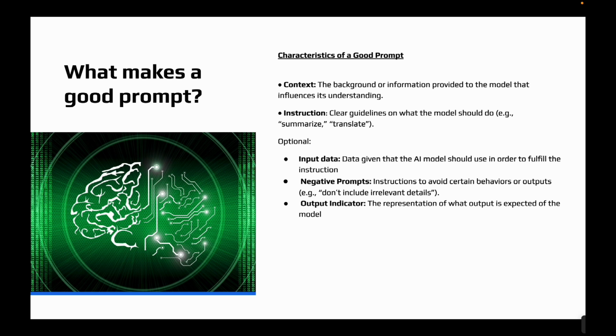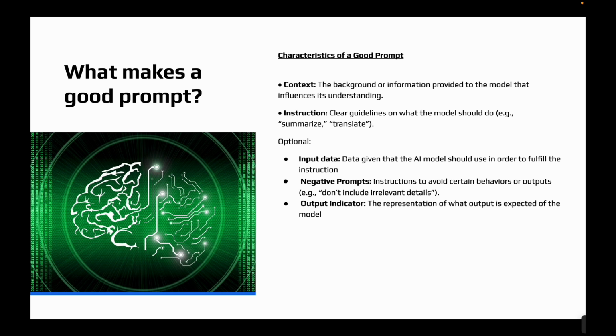And here are some optional things. Most of the time you are having input data, which is the data given to the AI model that the AI model should use in order to fulfill the instruction. Negative prompts are instructions to avoid certain behaviors or outputs. This is kind of like a guardrail. So this would say, do not include curse words, or do not include bias in the data if the data has some bias in it.